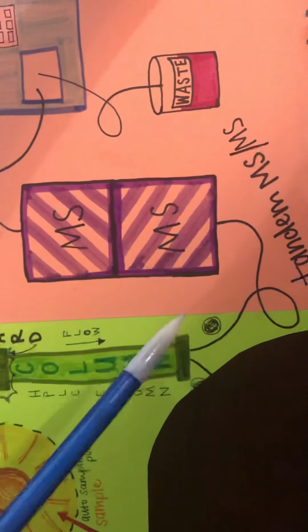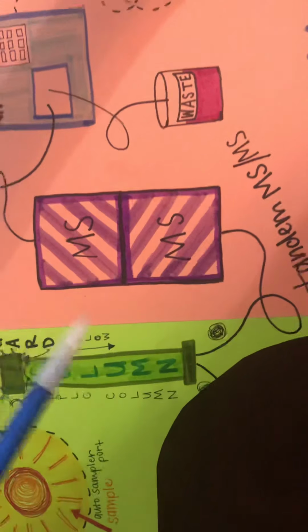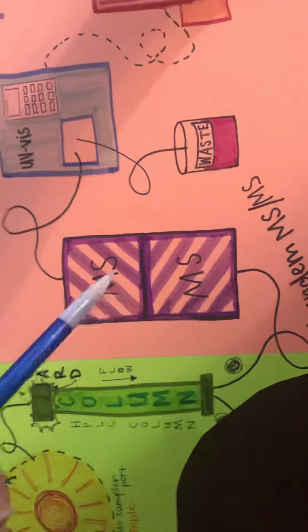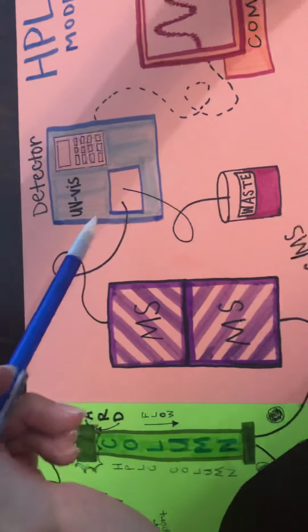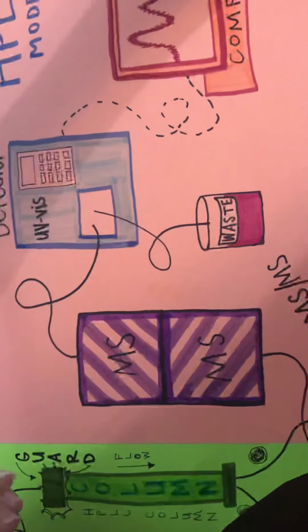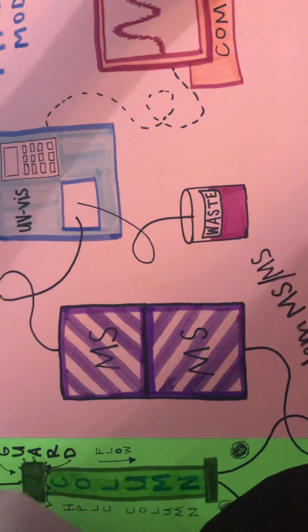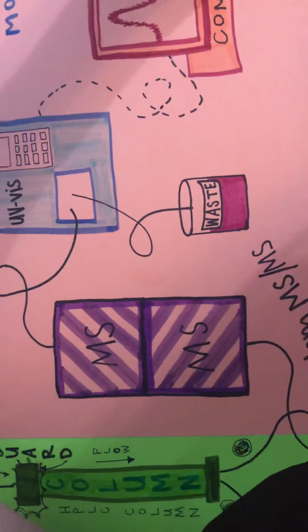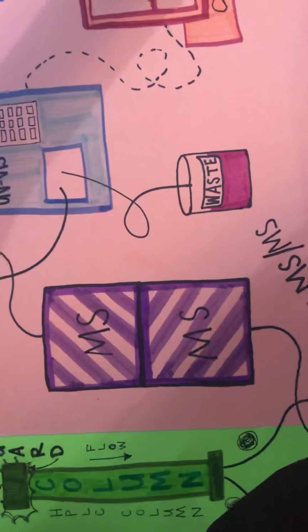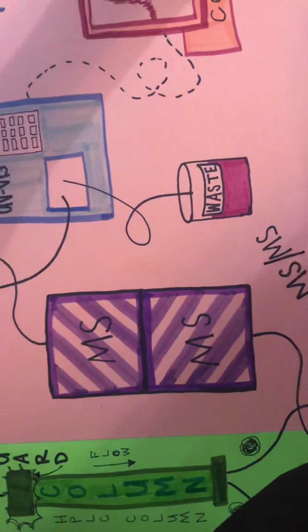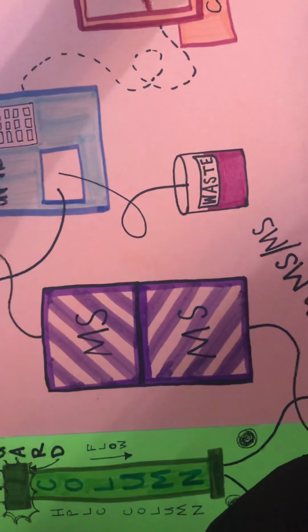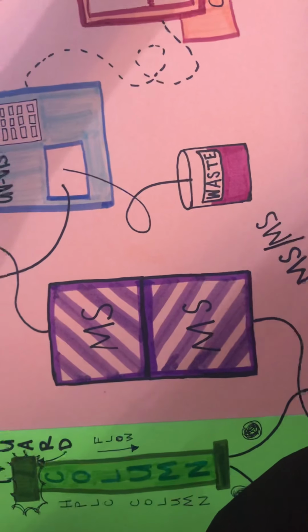And so after the tandem MS, I decided to attach my detector, a UV vis. The UV vis gives an absorption spectrum for the compounds and will absorb the compounds with their molecular weights.